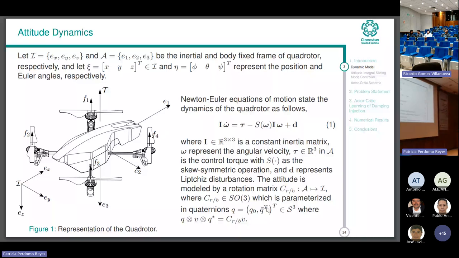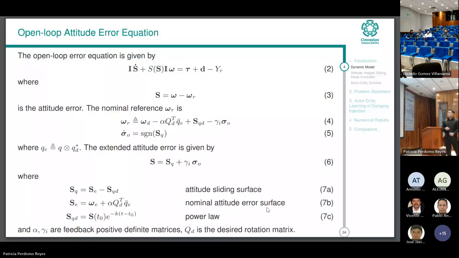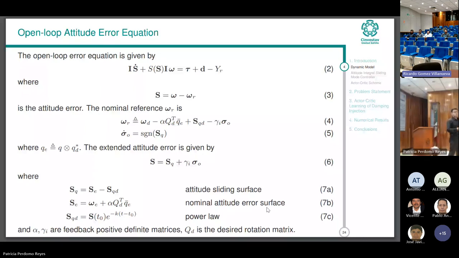If we propose omega r as the velocity reference, we can obtain this expression in order to define a desired tracking trajectory. If we apply the control defined in the equation, we can propose that the letter K is the constant damping injection. And if we replace this control in the open loop equation, we obtain equation nine, which is the closed loop attitude representation. In particular, if we propose a large enough K value, we ensure stability in closed loop.